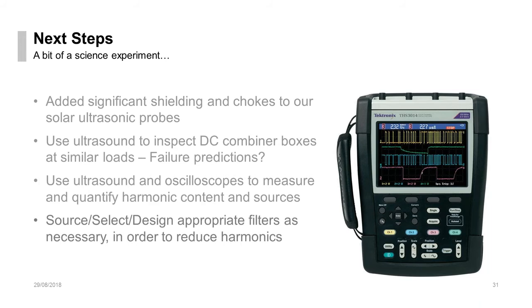We want to use ultrasound and oscilloscopes to measure and quantify our harmonic content, so that way we can come up with some way to mitigate this. So it could either be filters, adding chokes to our DC cabling, or some other solution in order to reduce those harmonics.